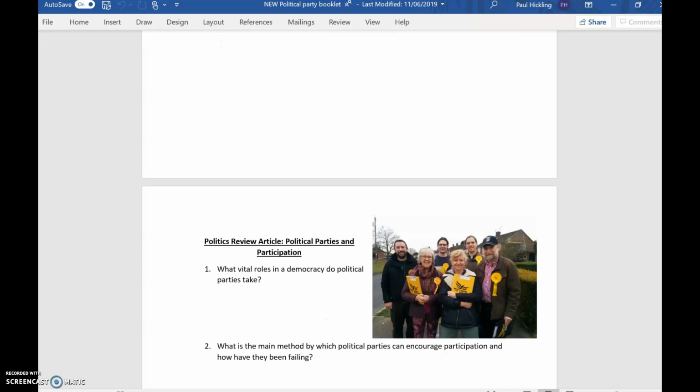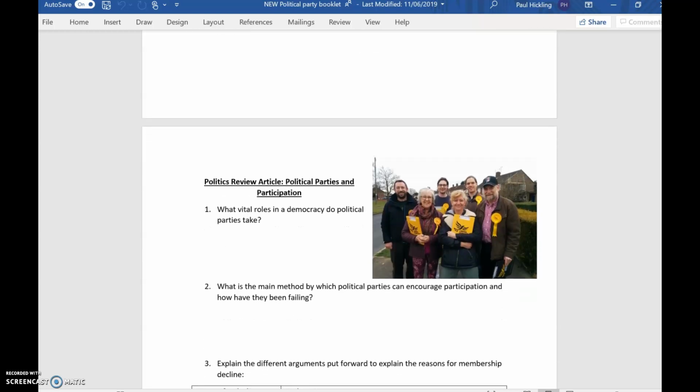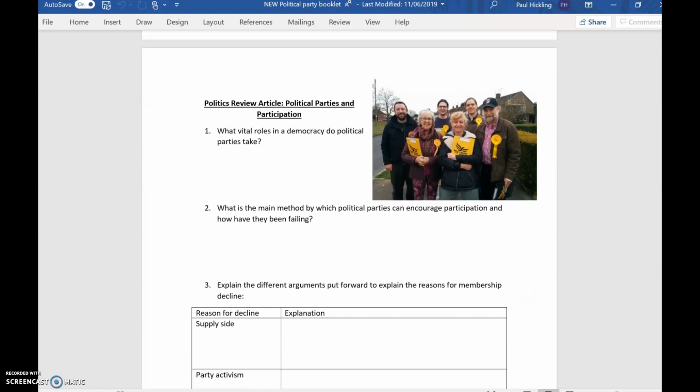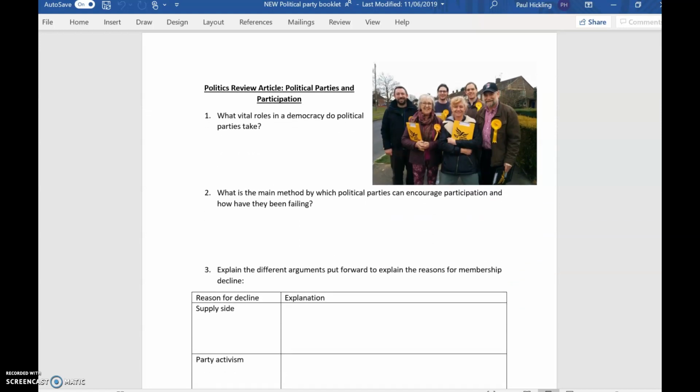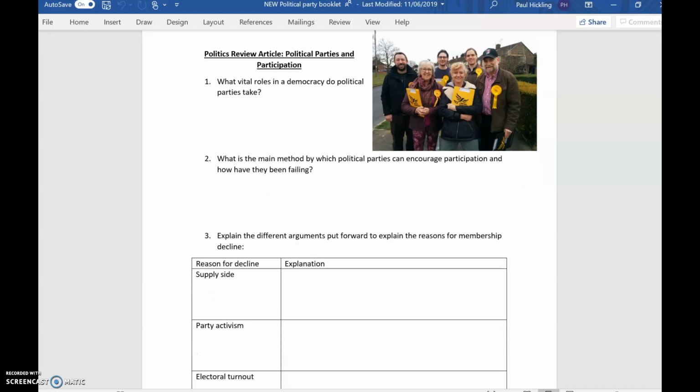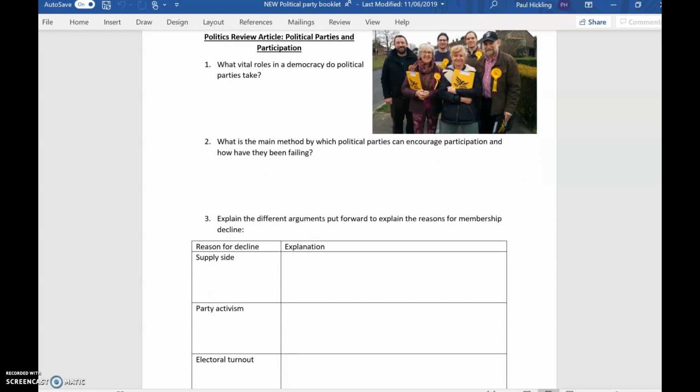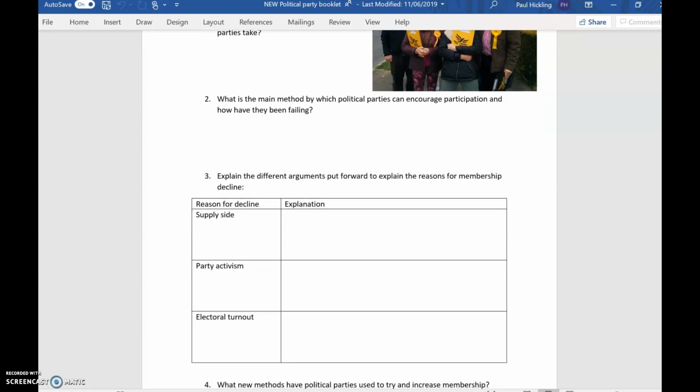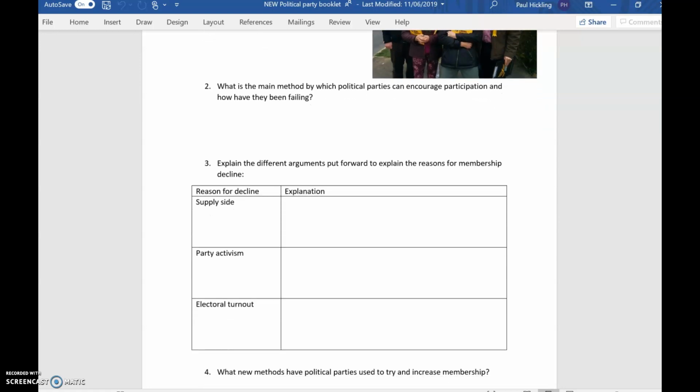Once you've done that, there's a Politics Review article which is on Teams called Political Parties and Participation. It's got a picture of Nick Clegg on it, if I remember correctly. And there are some lovely questions based on that article. So I'd like you please to read the article and do these questions.